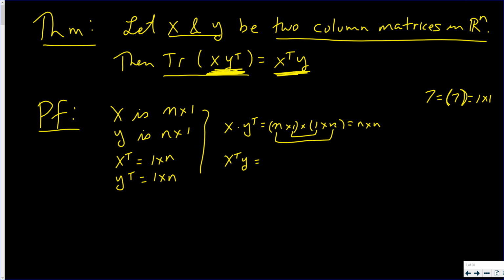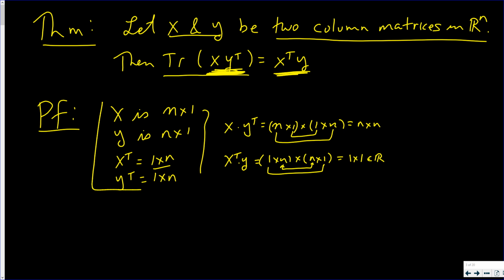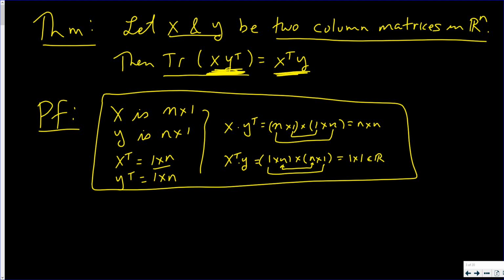Now, X transpose is 1 by n. I have that right there. And I multiply this by Y, which is n by 1. And those two numbers are the same. That means the product of X transpose and Y, the product of those two matrices, is well defined. And the size is the outer number, 1 by 1, which is a real number. So just making sure that everything makes sense. I take it you didn't need to do any of this, but it's just good to see.